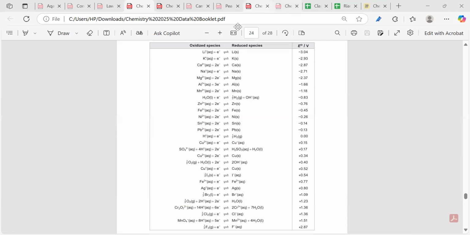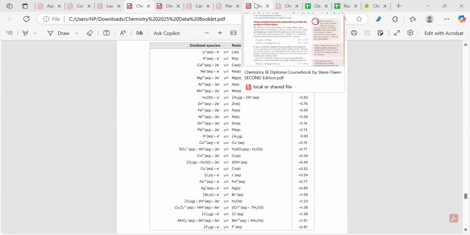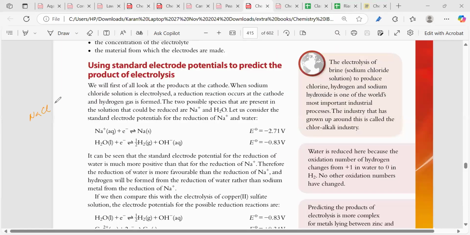Please try to concentrate now. We are going to the very important part. Suppose I've taken NaCl solution. We are discussing only the cathode now. What is the product at the cathode? Na+ will be rushing there and H2O will be rushing there. Both will be rushing.